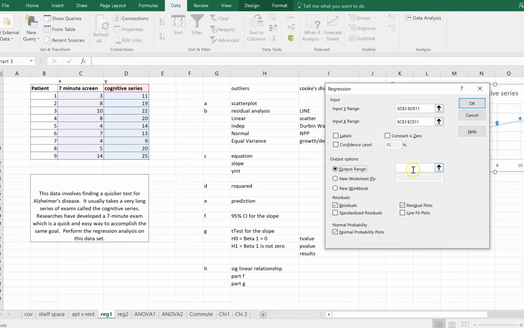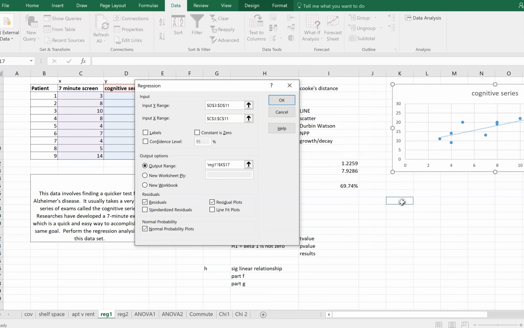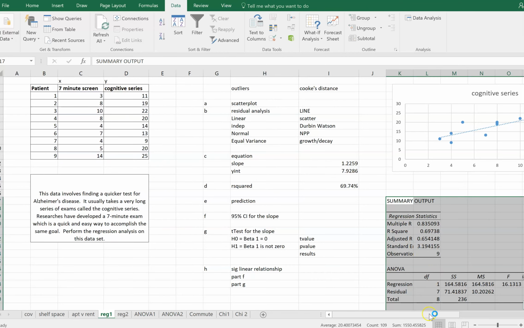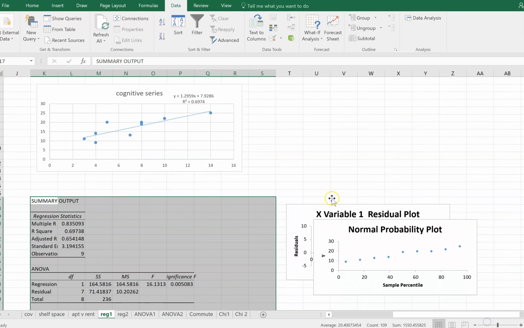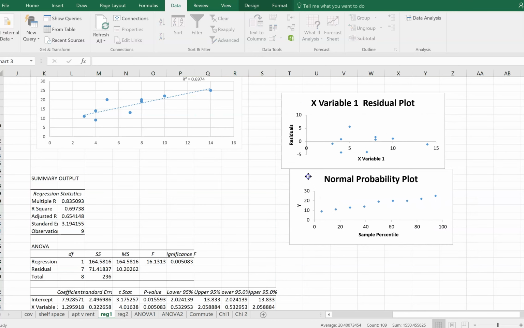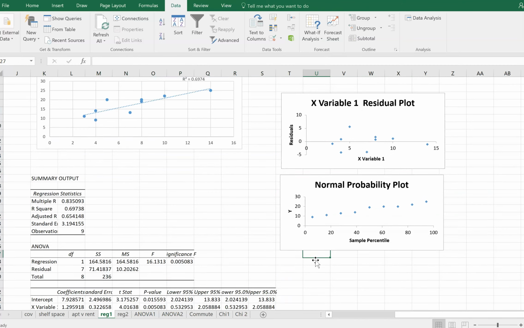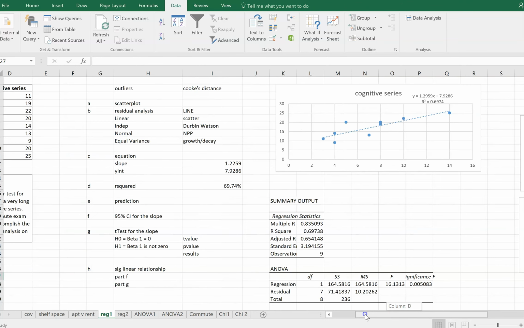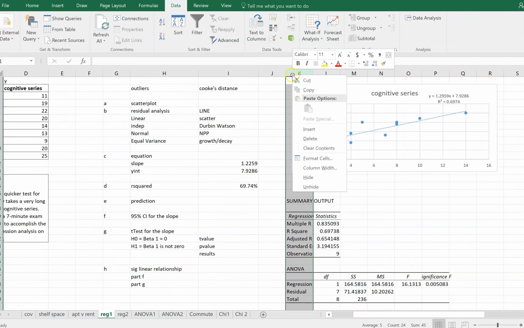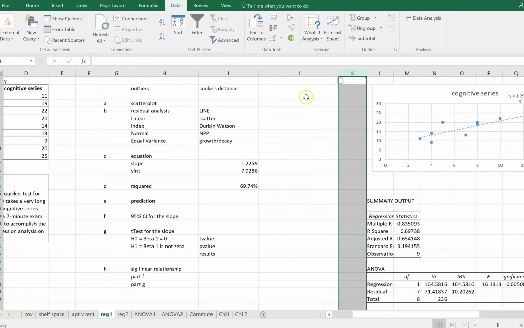Output range? Sure. But make sure wherever you're putting it, below and to the right is empty. That's the usually safe bet. Below and to the right needs to be empty in order to see your analysis. And there we go. So now, utilizing this information, I can do a thoughtful assumption check. You're going to want some space in here.